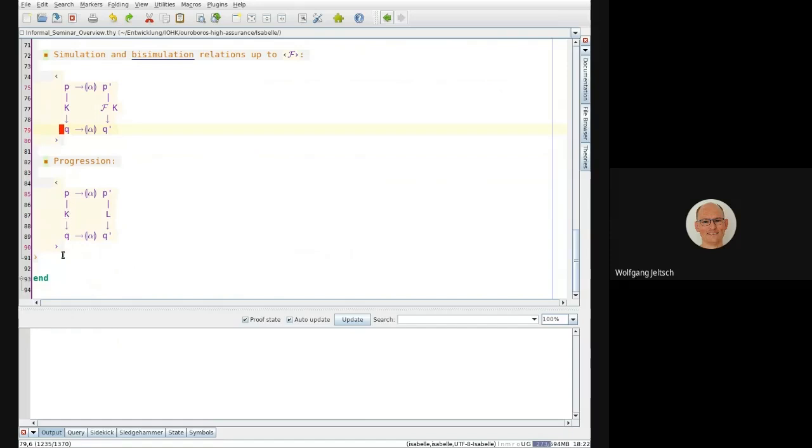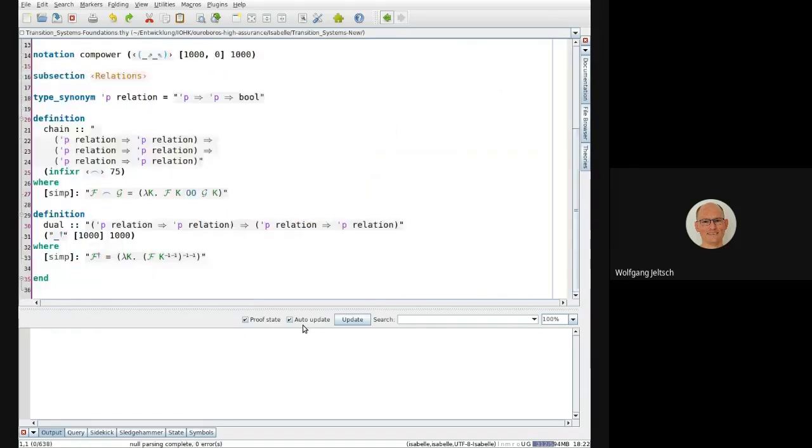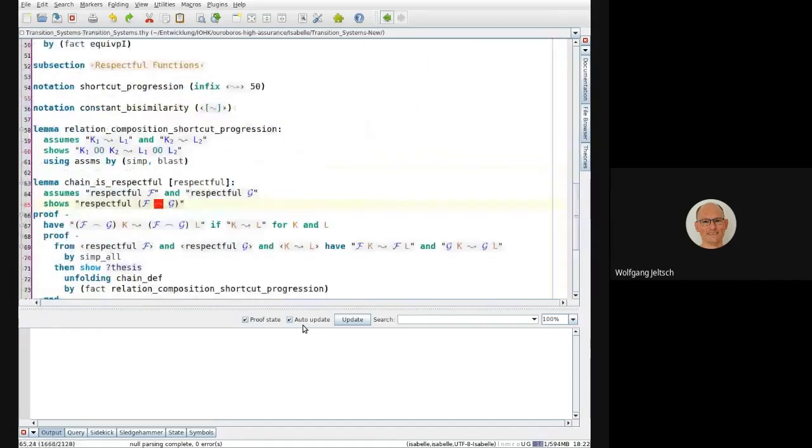It doesn't matter that this is F applied to something or G applied to something. So if you have a composition of relations on the left-hand side and a composition of relations on the right-hand side, and you know individually you have these shortcut progressions, then you have the compound shortcut progression for these relation compositions. And this is what we have here, in this lemma. So if we have the individual shortcut progressions, then we have the single shortcut progression for the compositions.